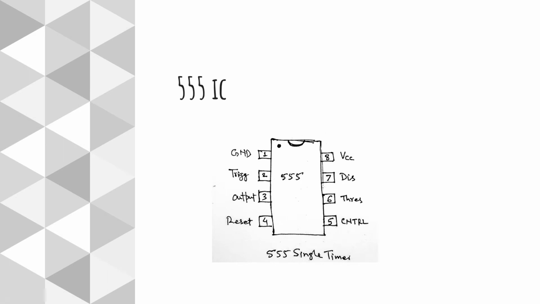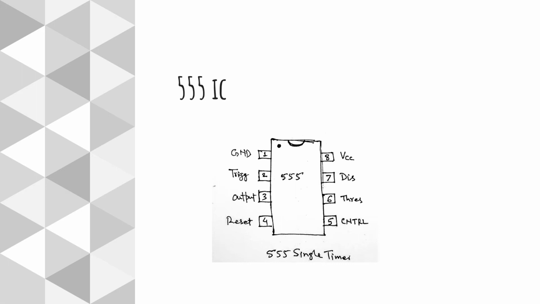555 IC. Pin number 1. Ground. It is simply a reference voltage set to 0 volts. Pin number 2. Trigger. When voltage at this pin goes below 1 by 3 VCC, the output, pin number 3, goes high as long as voltage remains below 1 by 3 VCC. The output voltage at pin number 3 remains high.